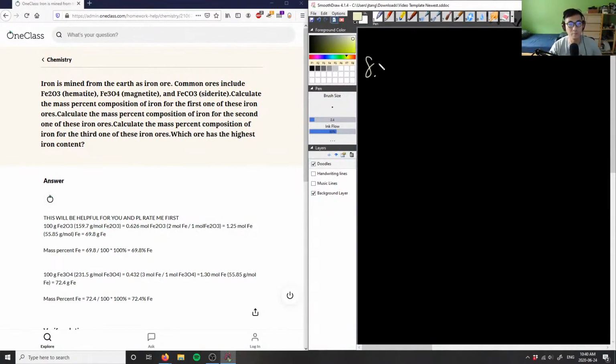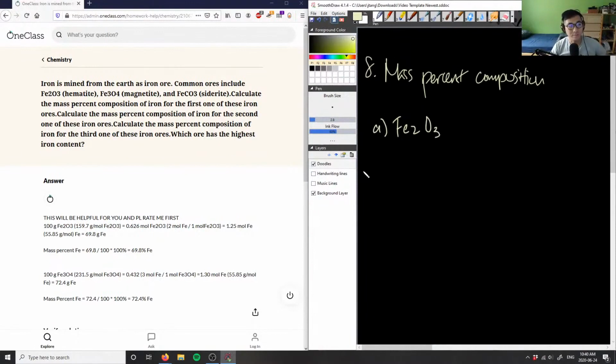So we want to figure out basically mass percent composition. Let me break this down. A here is Fe2O3. So we have Fe2O3, which is hematite, for our first mass composition.